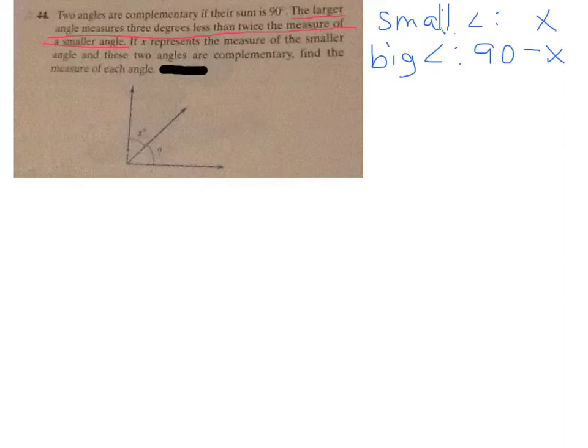Say it. You can talk. 90 minus x? They can't see you point. I didn't know that's what you wanted me to say. The larger angle is 90 minus x. So we're going to write 90 minus x.